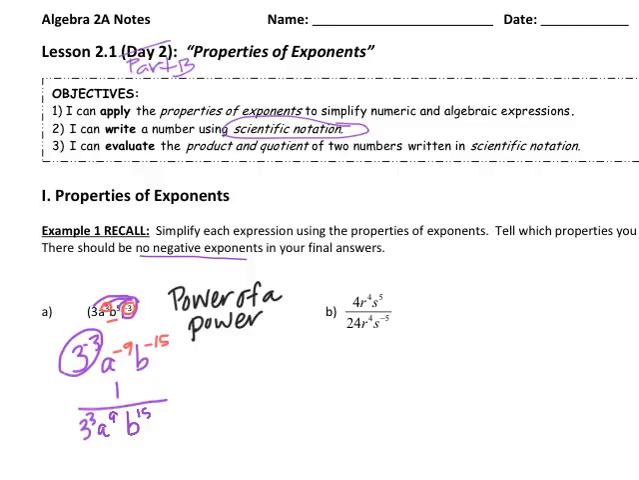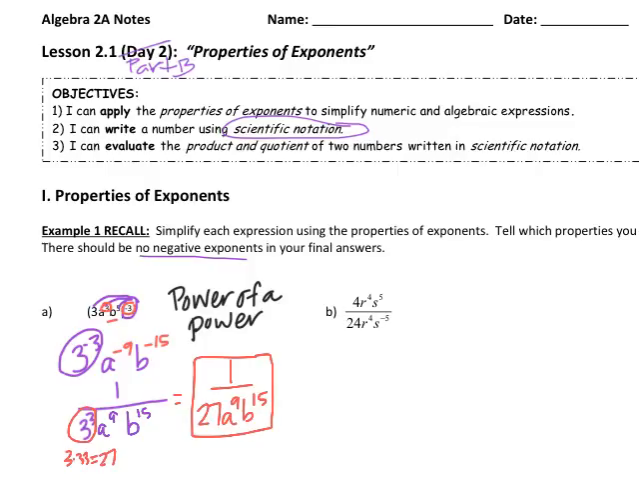Now, we do want to simplify 3 to the 3rd. 3 times 3 times 3 is 27. So I'm going to put my final answer here, 1 over 27 times a to the 9th, b to the 15th. Okay, and we did have this on a previous exercise, so you should be familiar with that specific problem.